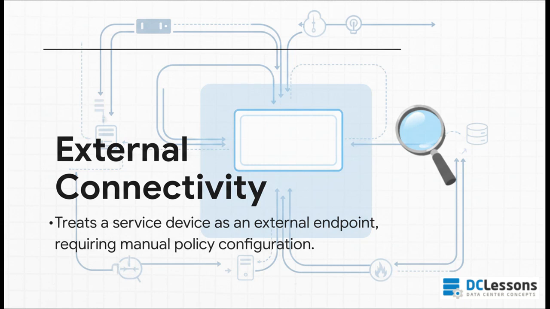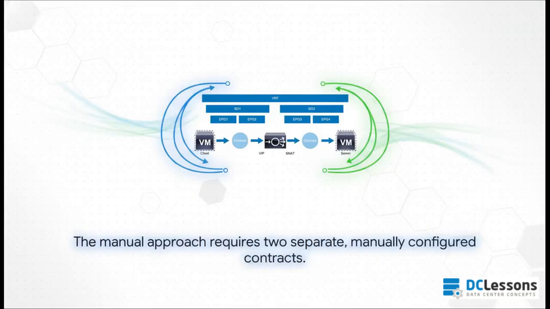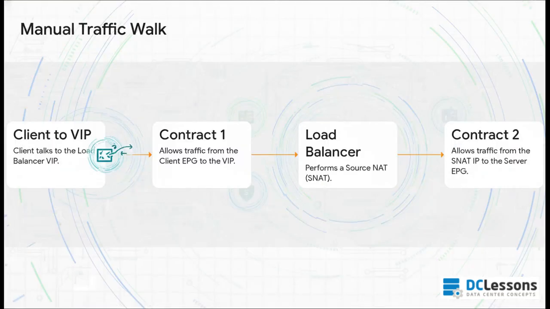You have to get in there and manually define all the security rules, the contracts, for the traffic going into the load balancer and for all the traffic coming back out of it. And this diagram illustrates the core of why this is the manual method. Because that load balancer changes the source IP address with a SNAT, ACI sees two completely separate conversations. It has no idea they're related. And that means you need two totally distinct contracts. The first one lets the client EPG talk to the load balancer's VIP. Then you need a second, completely separate contract to allow that brand new SNATed IP address to talk to the server EPG.